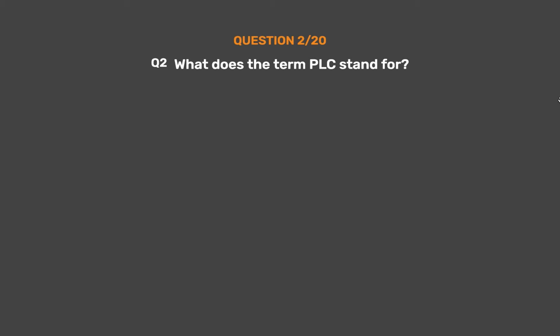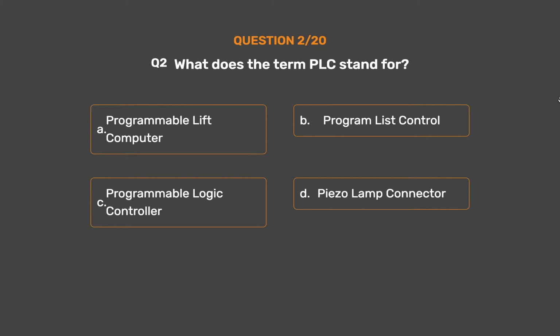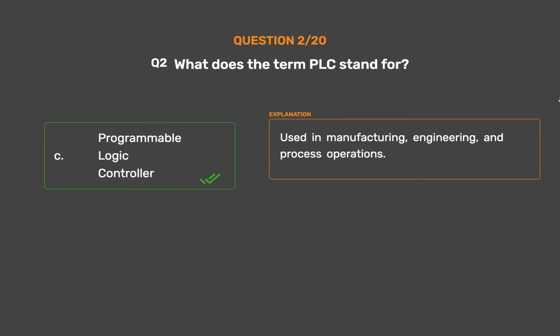Question number 2. What does the term PLC stand for? Option A. Programmable Lift Computer. Option B. Program List Control. Option C. Programmable Logic Controller. Option D. Piezo Lamp Connector. The correct answer is Option C. Programmable Logic Controller, used in manufacturing, engineering, and process operations.